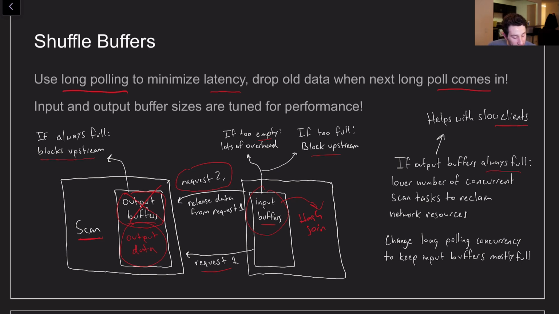Another thing that they also do is, depending on how full those input buffers are for something like a hash join operator over here, they're going to tune how many long polls that operator is making at the same time, or how many concurrent long polls they're doing at the same time, to either fill them up a little bit more or make them a bit less full.